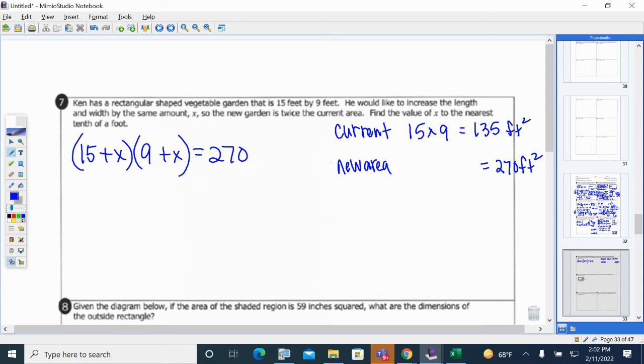Again, FOIL the left. So you're going to FOIL the left. And then solve the quadratic using whatever method. And then, of course, answer the question that's being asked. It says find the value of x to the nearest tenth of a foot. I can tell you that x for your final answer on this one is going to be 4.7.